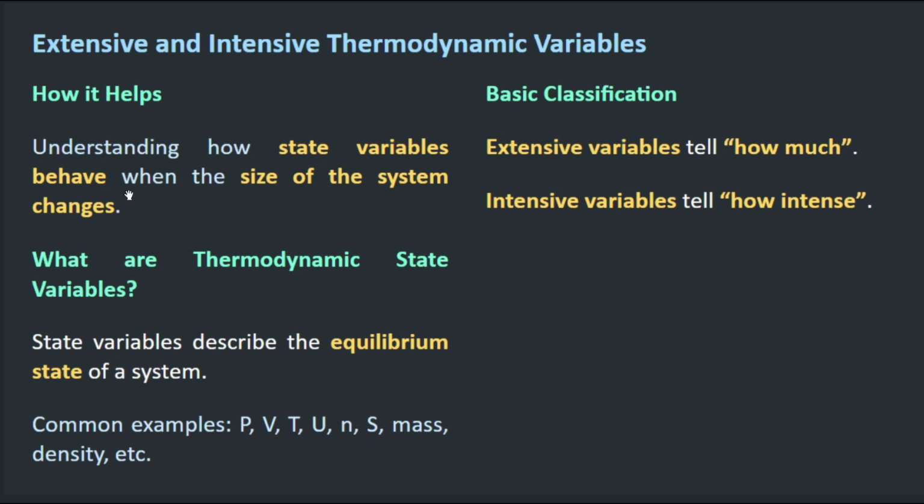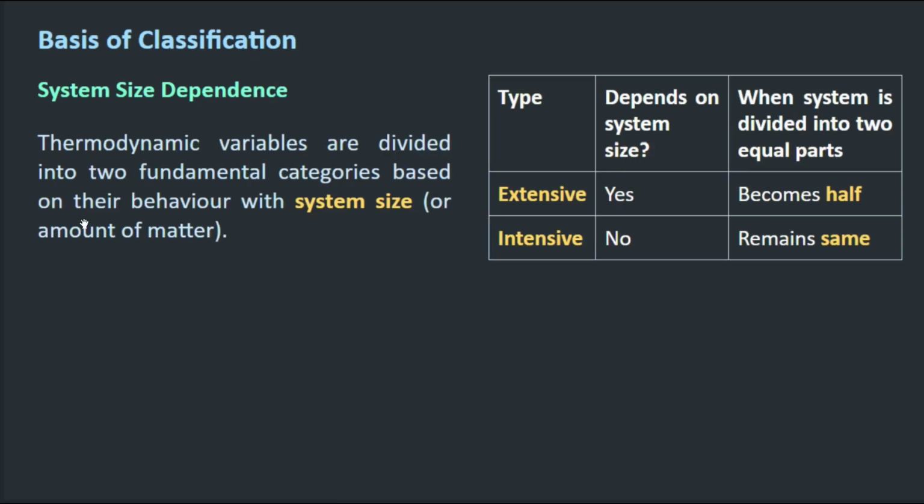Understanding how state variables behave when the size of the system changes is what we're looking at. The state variables describe the equilibrium state of the system. The variables that we are dealing with are pressure, volume, temperature, mass, density, and quite a few things. We classify them as extensive and intensive. Extensive deals with how much, intensive deals with how intense. That's why the word intensive. So, size dependency: the thermodynamic variables are divided into fundamental characteristics based on the behavior with system size.